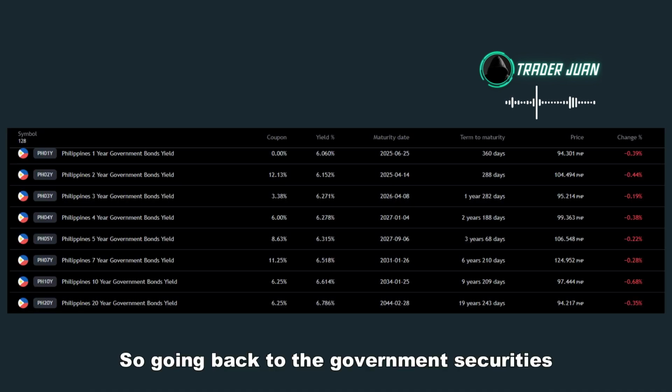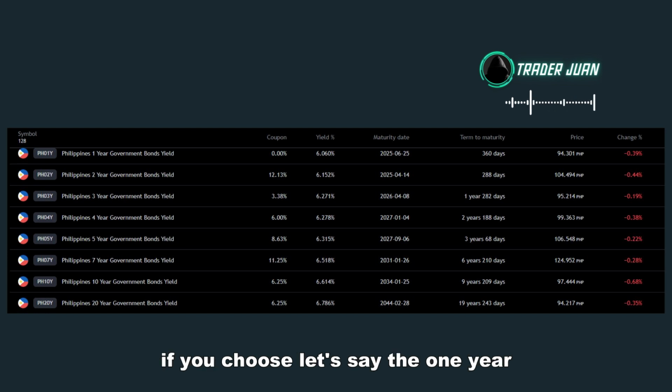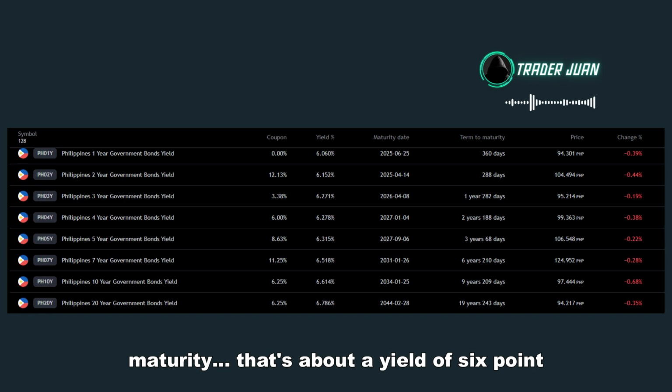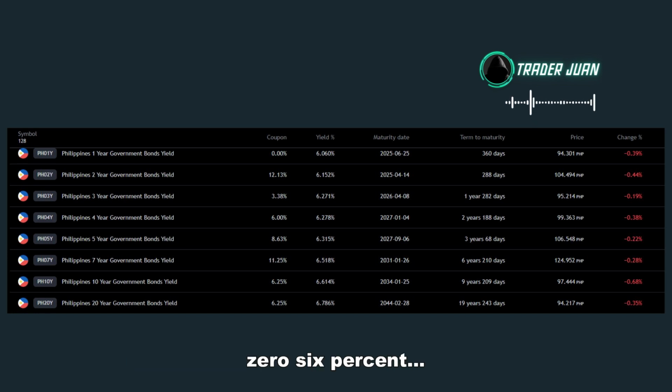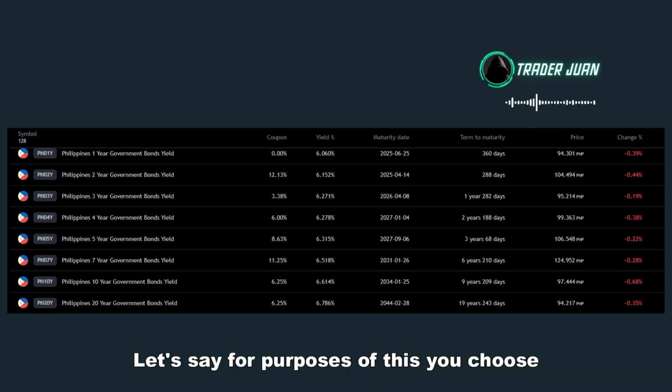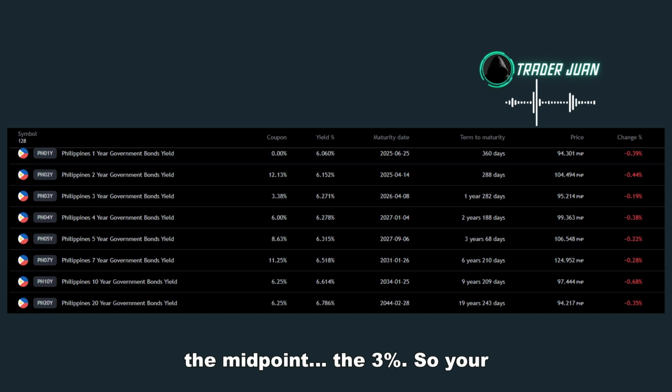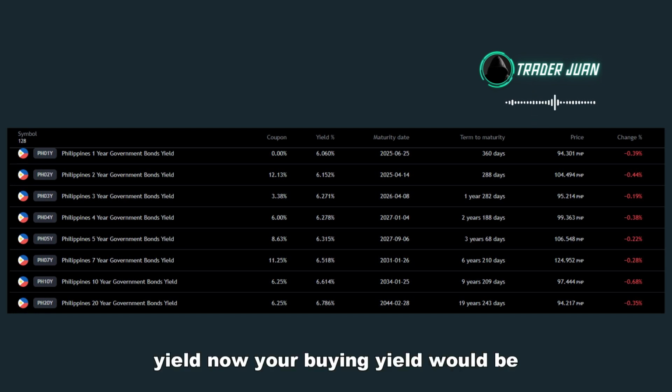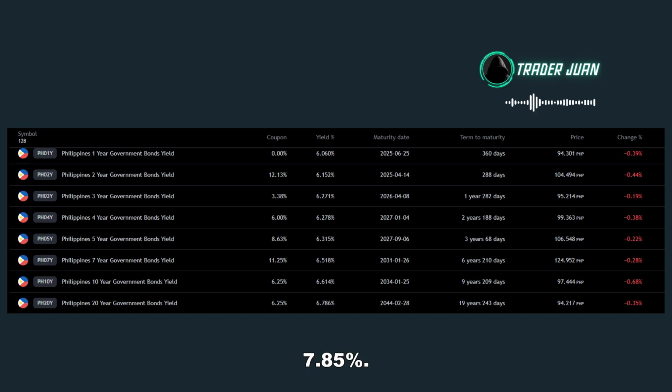So going back to the government securities, if you choose, let's say, the 1-year maturity, that's about a yield of 6.06% gross. You less the tax component, it now becomes 4.85%. Then now we add our inflation expectation buffer. Let's say for purposes of this, you choose the midpoint, the 3%. So your yield now, your buying yield would be 7.85%.